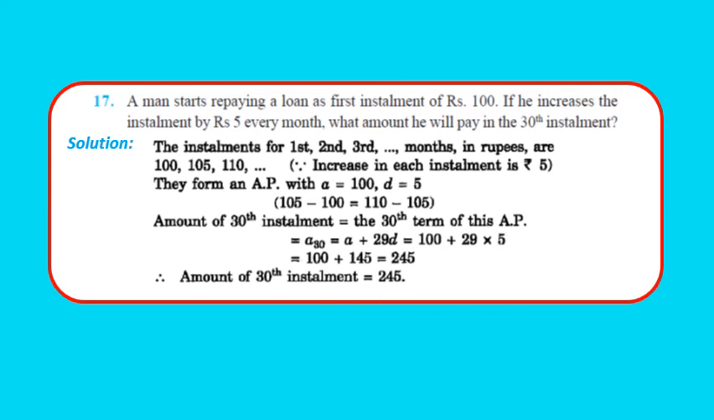So applying the formula of an, we get a30 equals a plus 29d. So 100 plus 29 into 5, which is equal to 245. So the amount in the 30th installment will be 245. Clear? So pause and note down the solution.